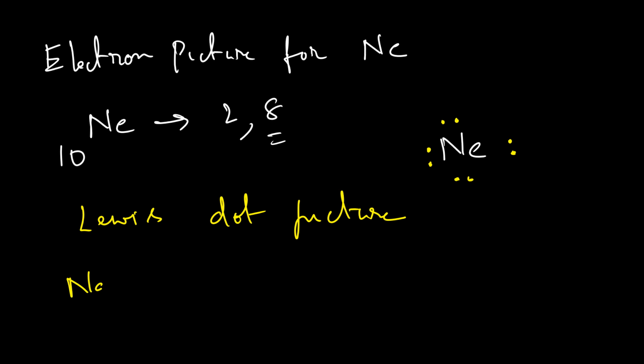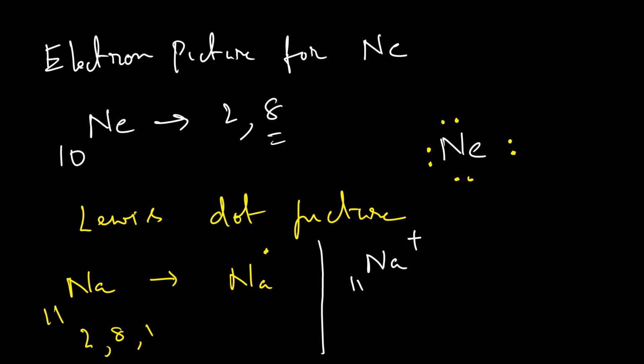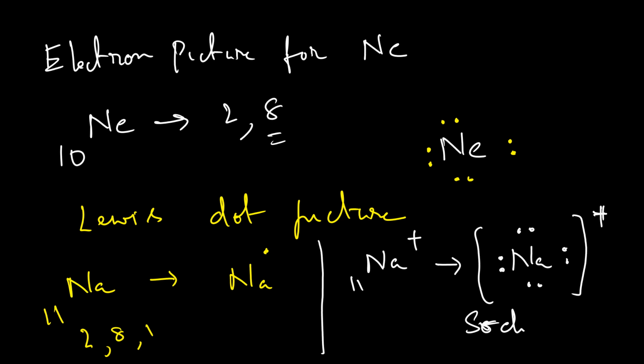For example, let us take sodium, atomic number 11. What is the electron picture? Na has 1 electron in the outermost shell. Suppose sodium loses this electron, then sodium becomes sodium plus. It has 8 electrons in the outermost shell. Since the sodium atom loses 1 electron, it gets 1 unit of positive charge. Therefore, this is the sodium ion.